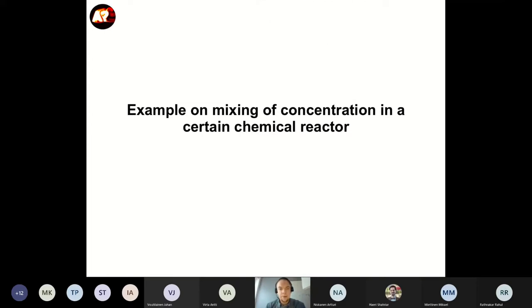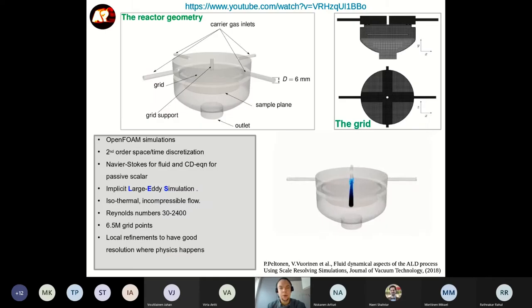Let's, however, first look at one example from a simulation from our publication a few years back. I talked about the convection diffusion equation, which is the main governing equation that we are always looking at. The Navier-Stokes equation is a special case of the convection diffusion equation. And let's look at a certain chemical reactor.